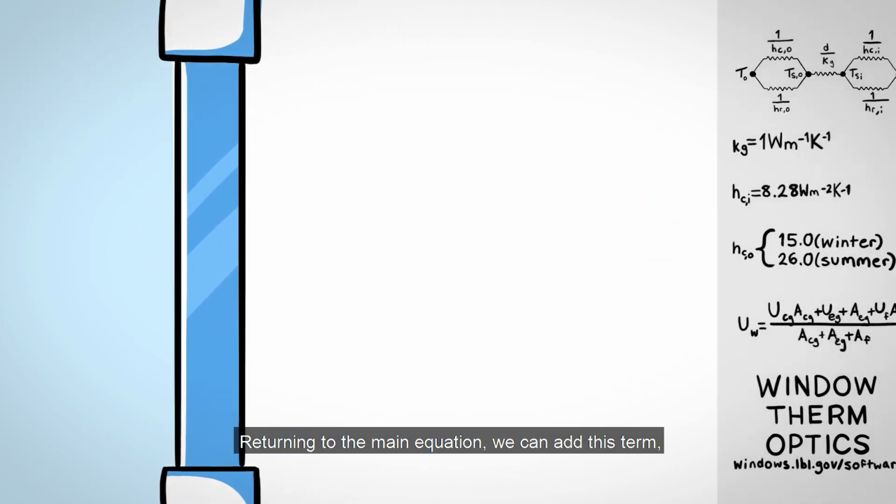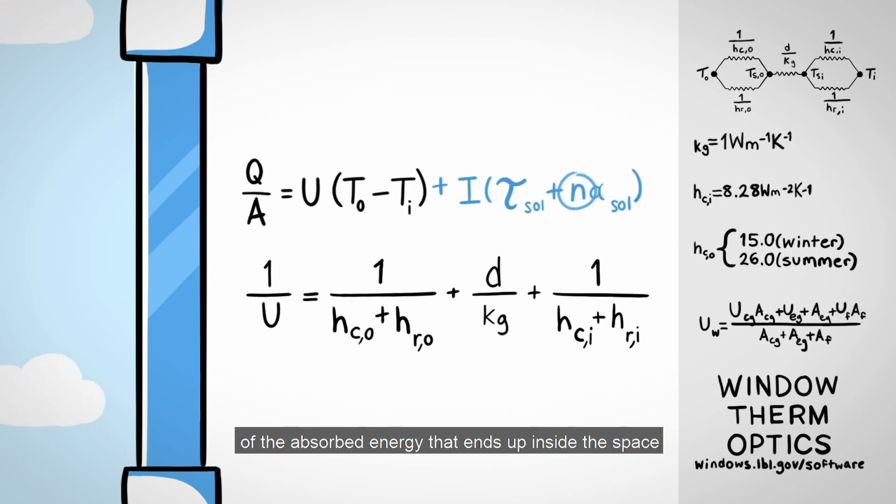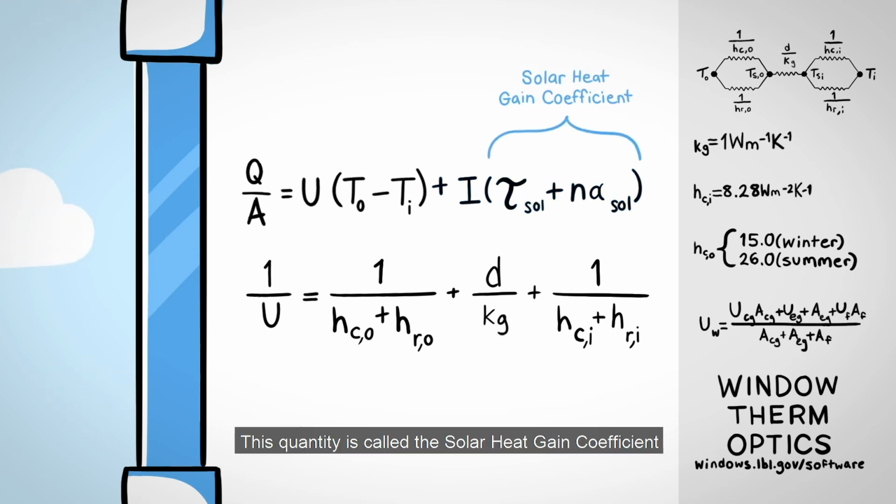Returning to the main equation, we can add this term representing the energy transmitted through the glass when solar radiation hits it. To account for energy that is re-radiated to both the interior and exterior of the window, we add the coefficient N, or the inward flowing fraction, representing the fraction of the absorbed energy that ends up inside the space. This quantity is called the solar heat gain coefficient.